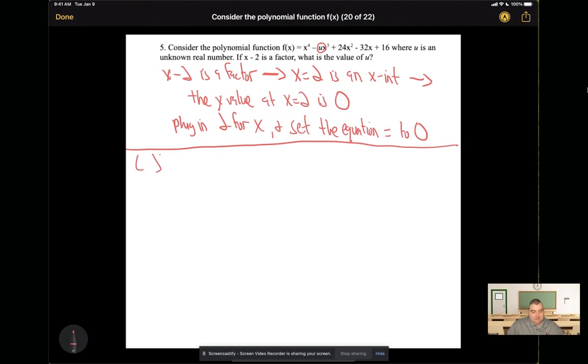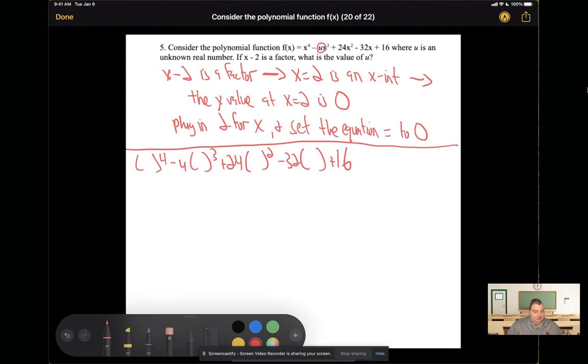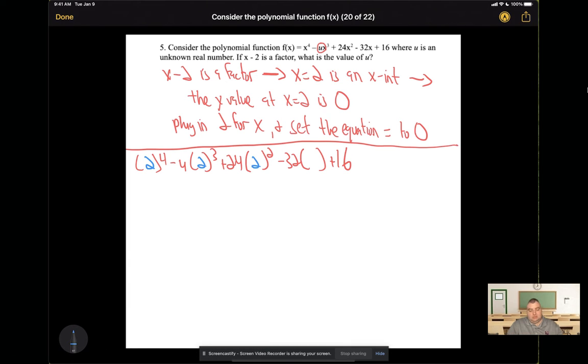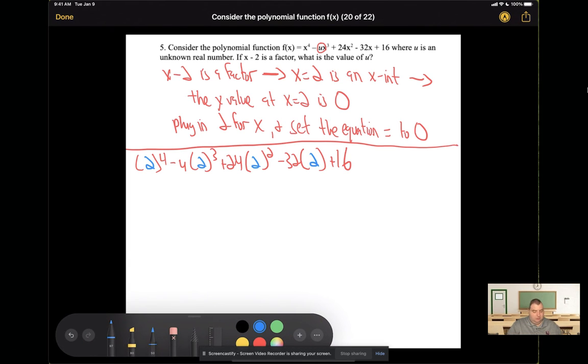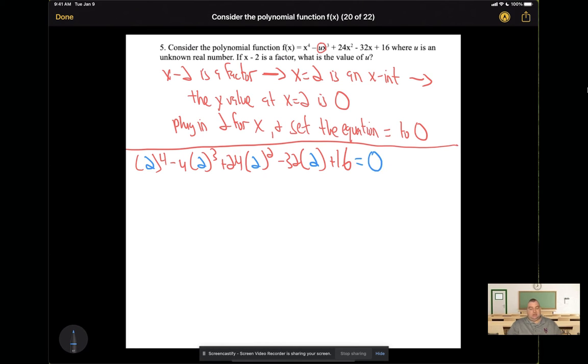So x to the fourth minus u times x cubed plus 24 times x squared minus 32 times x plus 16. And I'm going to replace x with 2. So I replace all the x's with 2's. So plug in 2 for x and set the equation equal to 0. Now it's just a matter of simplifying and solving for u.